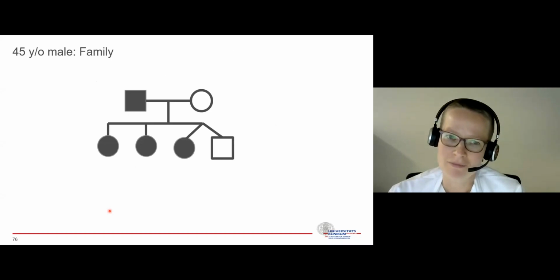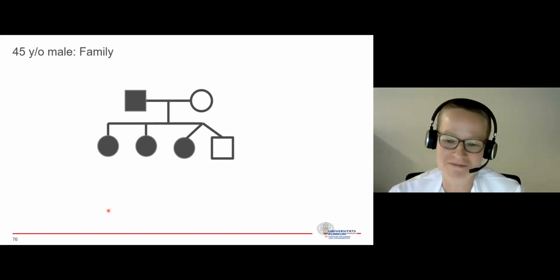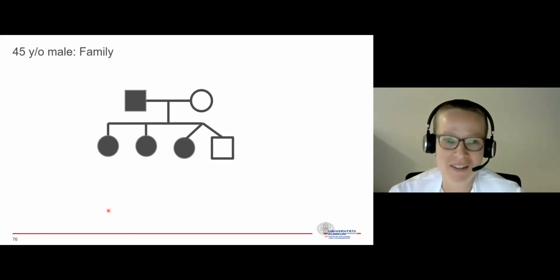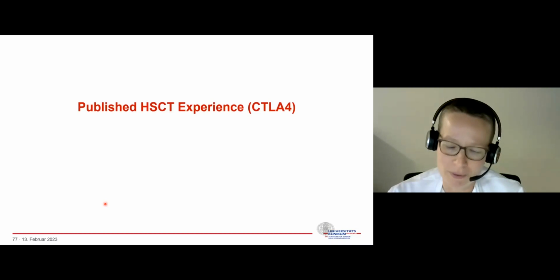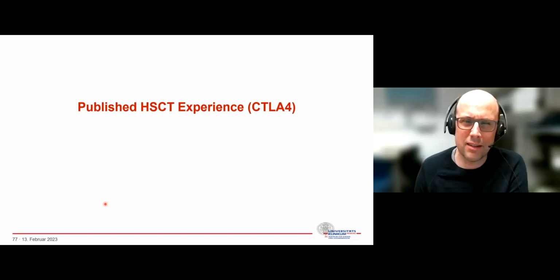Well, I would now like to share with you his pedigree. He has 3 children who carry the same mutation, and we are in current discussions on when is the time point to initiate what treatment. And Carsten will now share with you the published experience on CTLA4 and the published experience on stem cell transplantation in CTLA4 haploinsufficiency. Yes, thank you, Claudia.